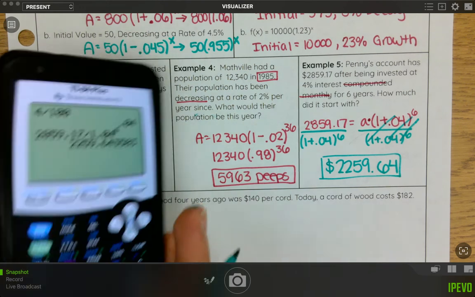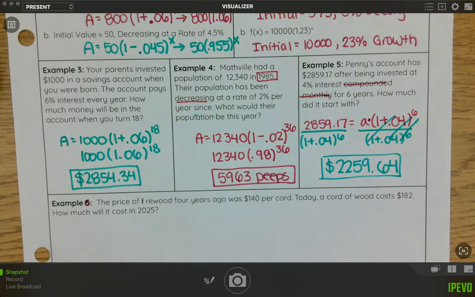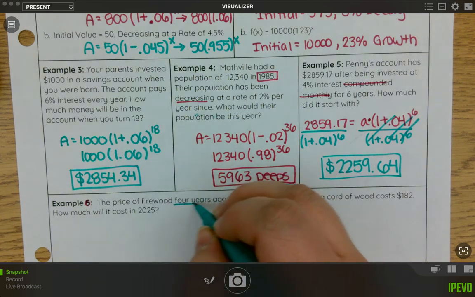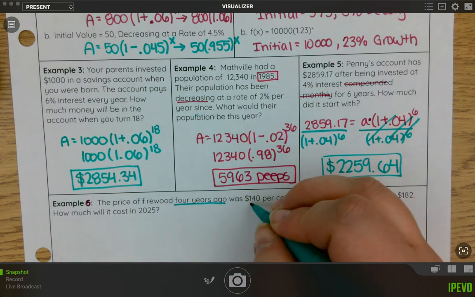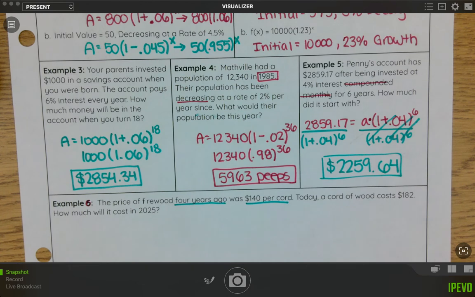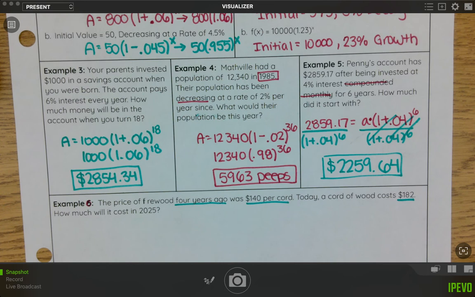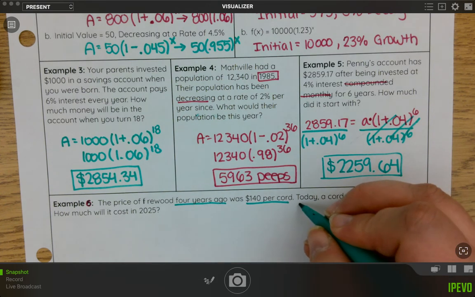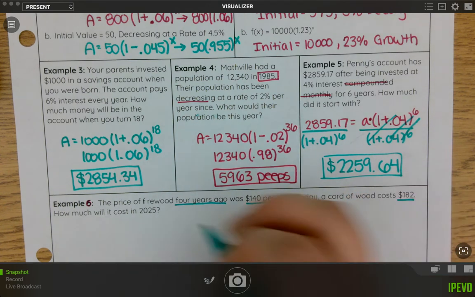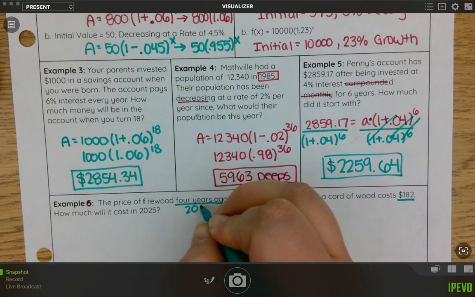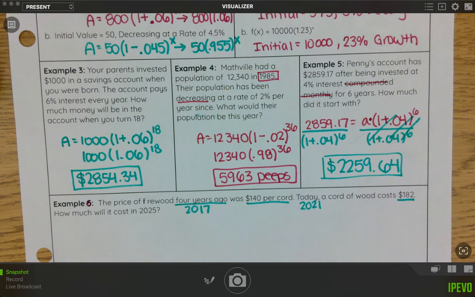And then example 6 gets a little funkier. The price of firewood 4 years ago was $140 per cord. Today, a cord of wood costs $182. I'm going to go ahead and say that this is 2021 and this is 2017. So that way we're using real time here. How much will it cost in 2025?